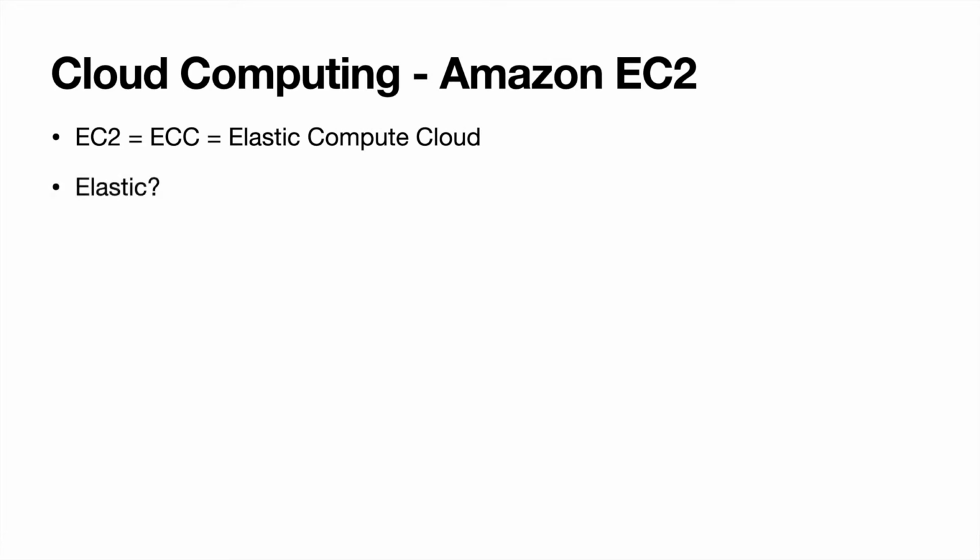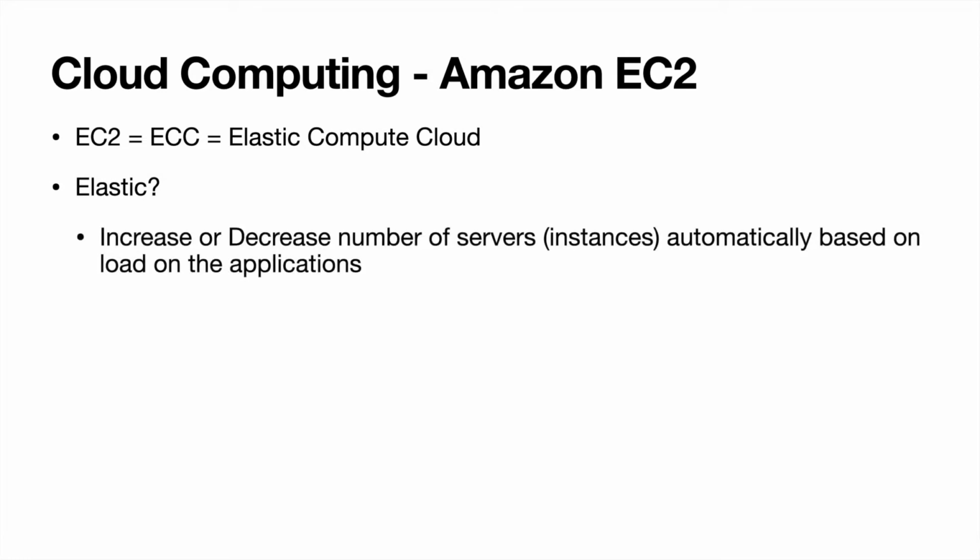And what does Amazon mean by the term elastic? Well, by this they mean that if you think of a rubber band where you can make it longer and then let go and it becomes shorter, you can increase or decrease the number of servers or instances, as Amazon likes to call it. You can increase or decrease the number of servers automatically based on the load on the applications.